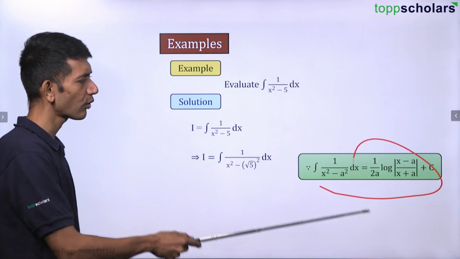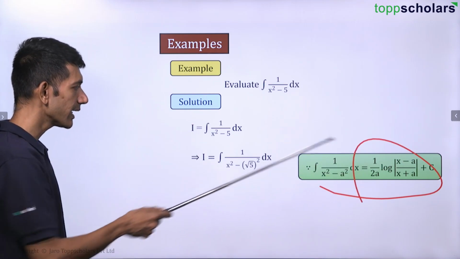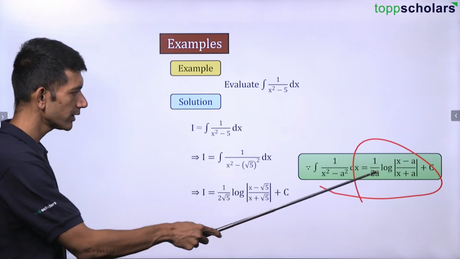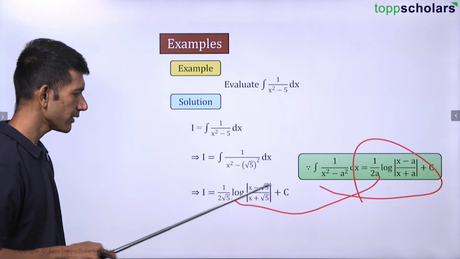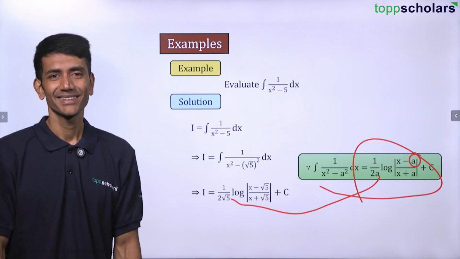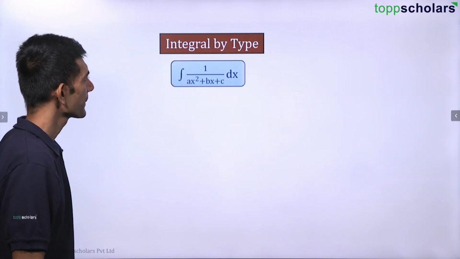This is the formula as we already know. Instead of a, I'll put root 5. Let's do that. So here is a root 5. Here is a root 5. That's it. Clear? Simple. Let's continue.